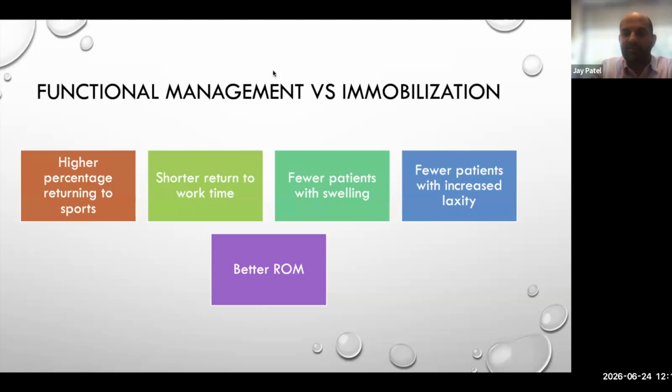They also have a higher rate of satisfaction than patients who are immobilized. Again, no one really does cast anymore for ankle sprains, but they used to do that quite a bit. So these are also some of the same reasons why we avoid prolonged immobilization in the boot.